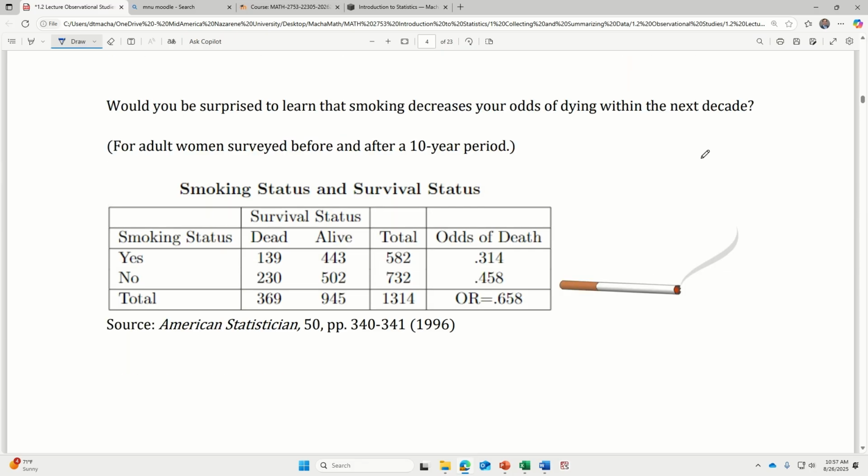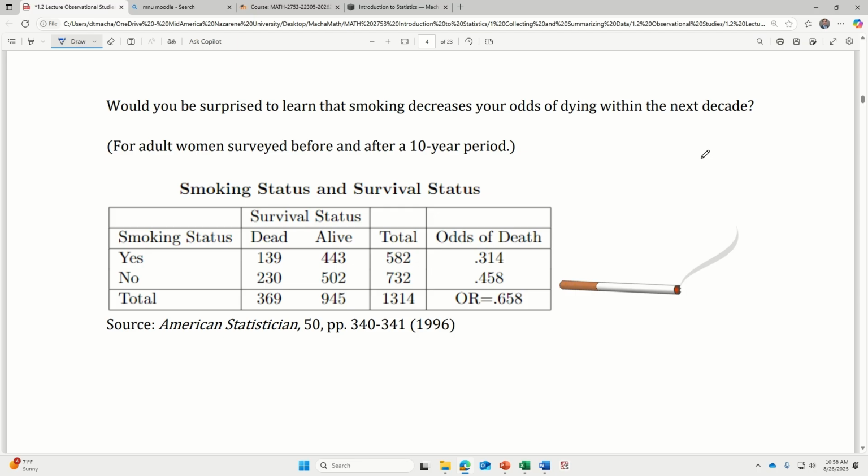Now, would you be surprised to learn that smoking decreases your odds of dying within the next decade? This was actually published in a journal called American Statistician, and this is real data that people gathered from surveys, basically. These statisticians went out and found people that were both smokers and non-smokers. The top row is smokers, the second row is non-smokers. And they asked them, at the beginning of a 10-year period, like in 1985, are you a smoker? Are you a non-smoker? Are you alive? Everybody said, yes, we're alive.